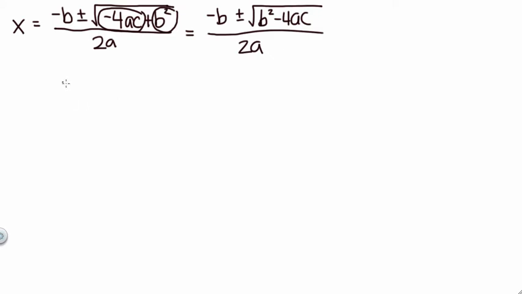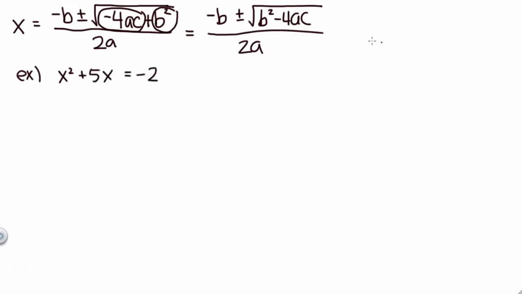So I do want to show you how it is used, and then from there we'll find out some of the importance of the discriminant and what that is, to start off with. Okay, so for example, let's say we have x squared plus 5x equals negative 2.